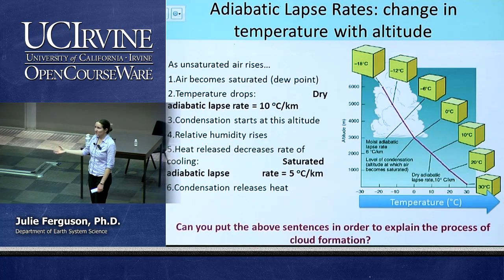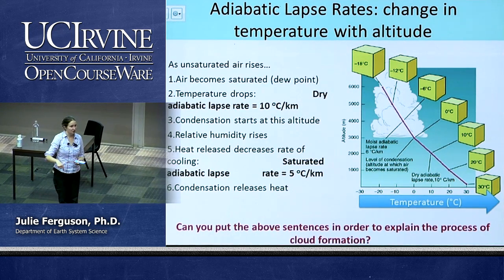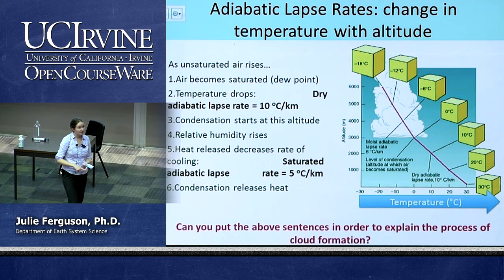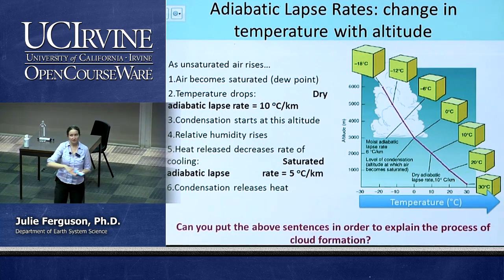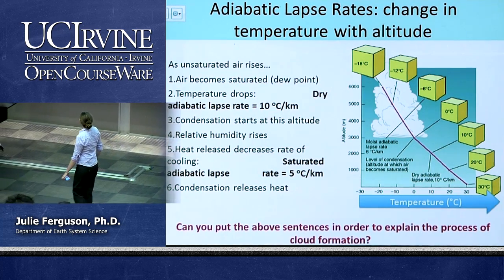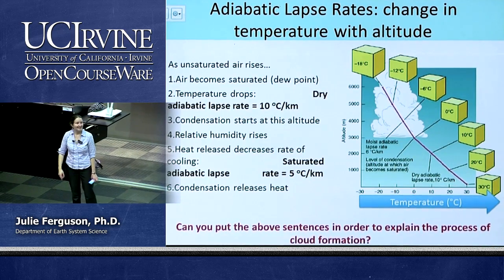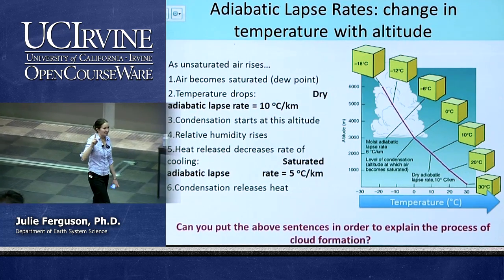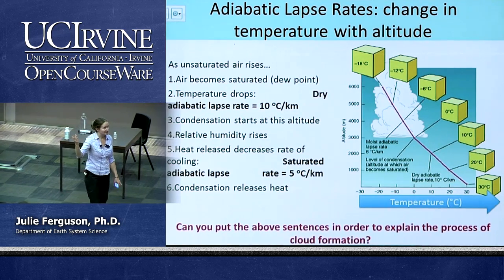As temperature drops, relative humidity goes up, because what's also dropping as temperature drops? Saturation vapor pressure. So saturation vapor pressure is also dropping, so our relative humidity rises as our temperature drops. And relative humidity rises until air becomes saturated. So it carries on to number 1. So our relative humidity will increase until air becomes saturated.